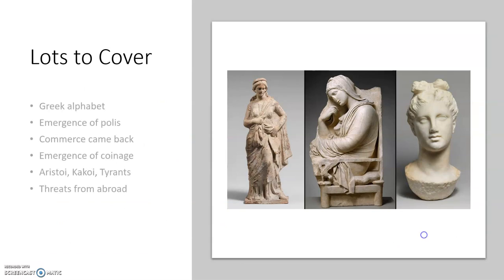The Greek concept of polis developed. That was the idea of political independent city-states. It inspired the concept of citizenship for men. There was the rebirth of commerce and seafaring. And in the 6th century BCE, that's the 500s, coinage or a money system was developed.